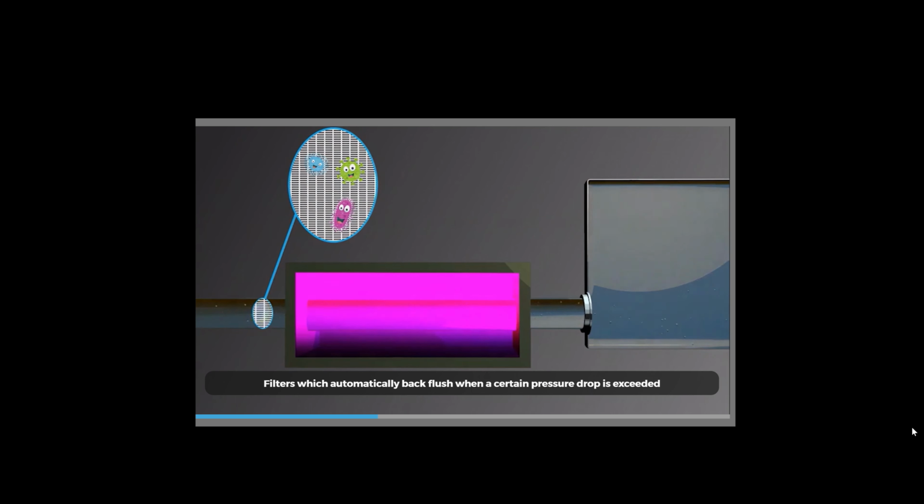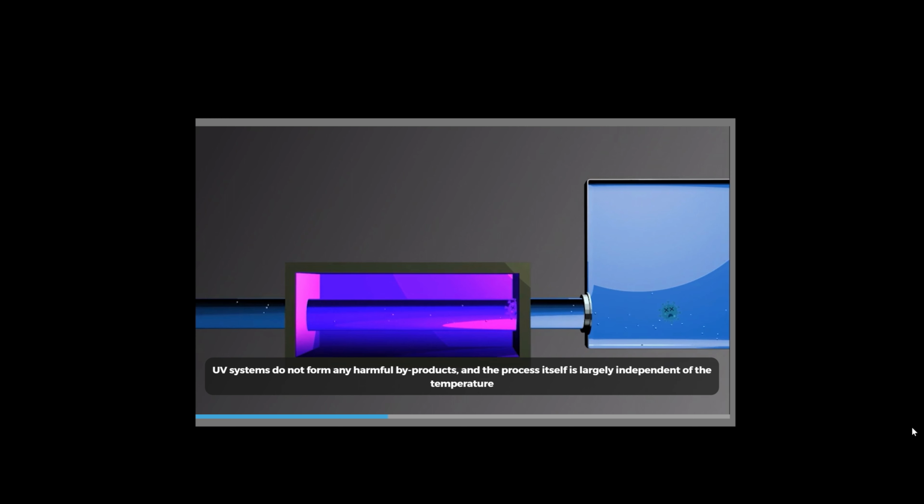Filters which automatically backflush when a certain pressure drop is exceeded may reduce the flow rate and increase the energy consumption in water with high sediment content. UV systems do not form any harmful byproducts, and the process itself is largely independent of the temperature and salinity, although UV transmittance is not. The process may have relatively high energy demand in such cases.